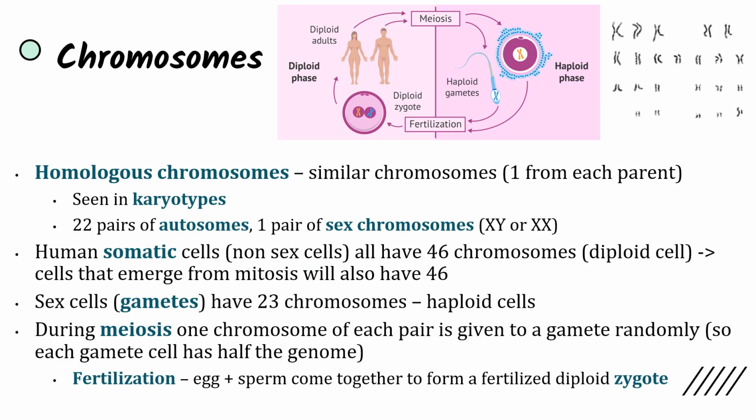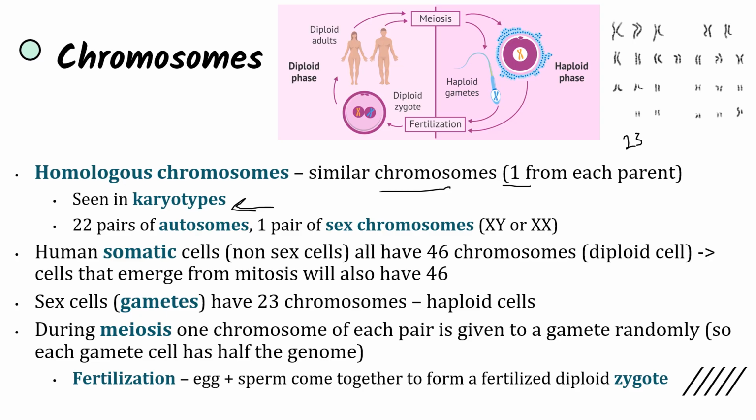It's important to remember that homologous chromosomes are similar chromosomes, and we get one from each parent. We can see this in a karyotype, which is right up here, and we looked at this diagram when we were discussing topic 4.6, meiosis. There are 23 pairs here for humans, which make up 46 chromosomes, and human somatic cells, which are non-sex cells or body cells, all have 46 chromosomes. They're diploid cells.